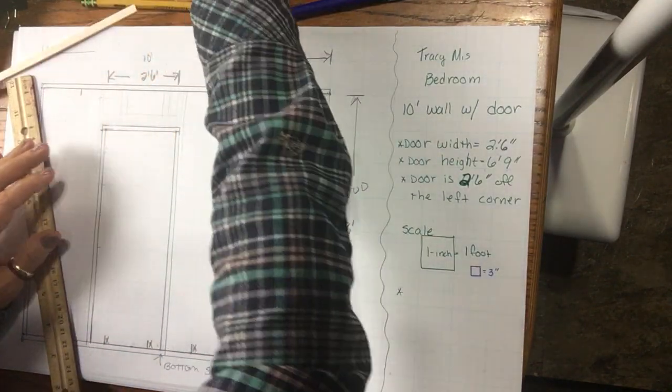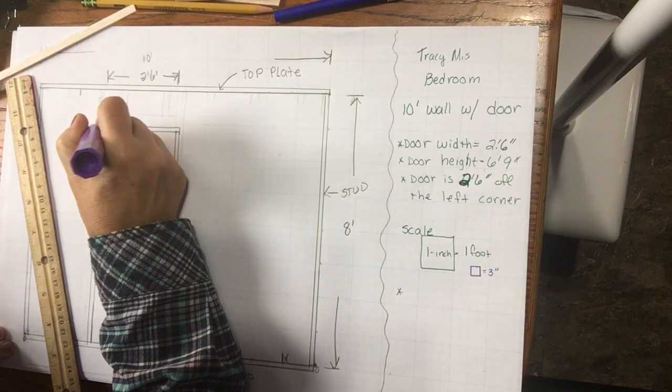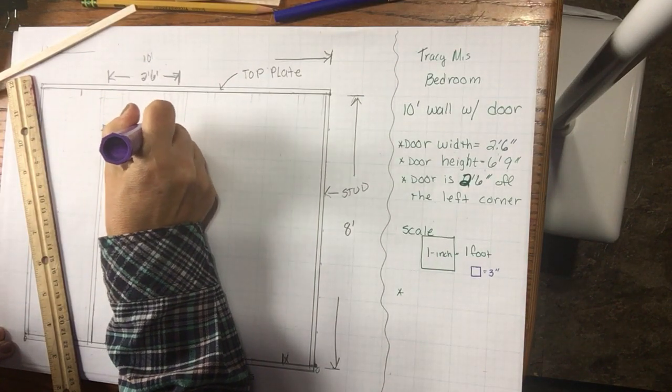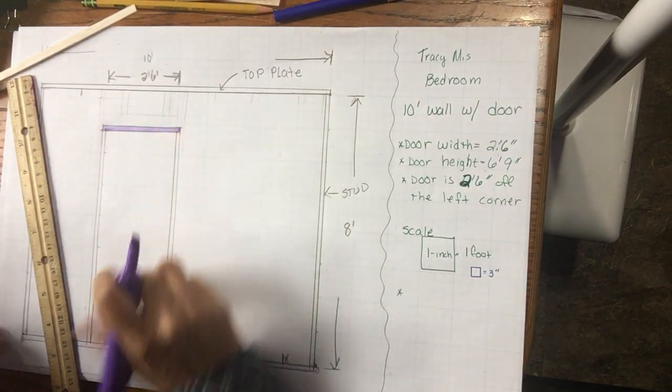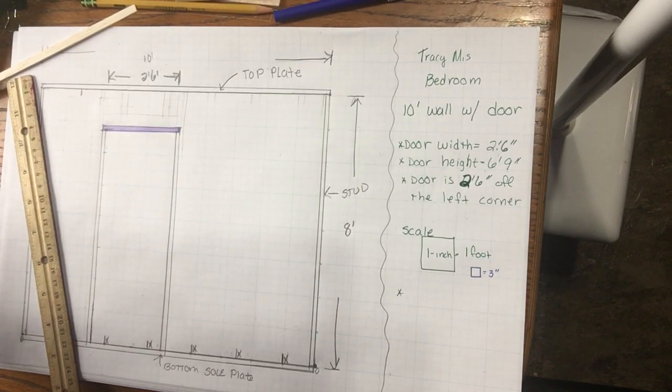Okay, so I'm just going to highlight this so you can see this piece right here is going all the way across. That is coming down below it. So I'm going to grab a different highlighter color.